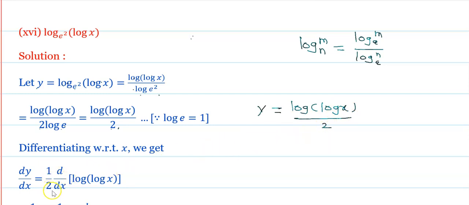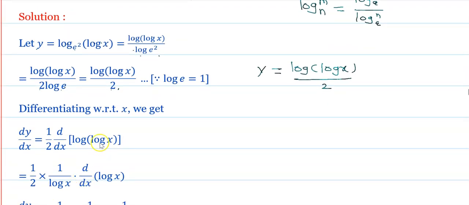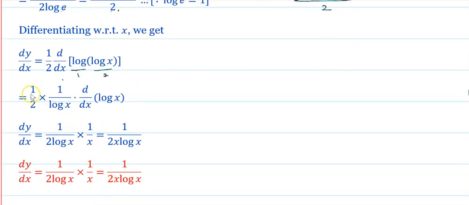Take 1 upon 2 outside the d/dx sign. Okay. We will find out the derivative of log of log x. Now, what is the main function? Log x. What is the derivative of log x? It is 1 upon x. Similarly, the derivative of log of log x is 1 upon log x. But we will find out again the derivative of this log x. This is the first one and this is the second one. Therefore, d/dx of log x is again 1 upon x. And hence, 1 upon 2 log x into the derivative of log x, which is 1 upon x. Overall, you will get 1 upon 2x into log x. And hence, dy by dx is equal to 1 upon 2x into log x.